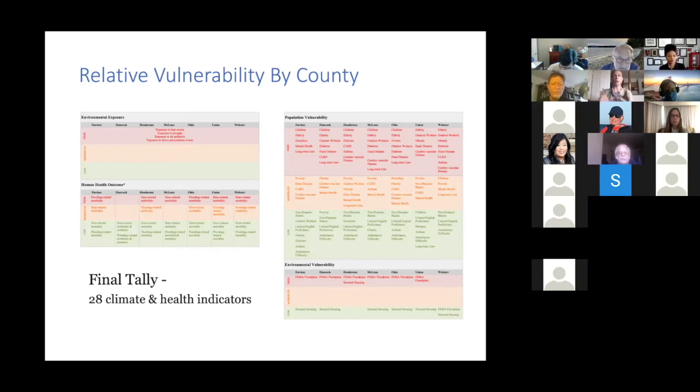So the first thing that you want to do when you're trying to map out vulnerability for a region is to understand what the major environmental exposures are. And you'll see here that we put all of the ones that we addressed in that red category, the high category, because there's only so much resources to go around. So we decided to focus on the ones that were the most high risk. We then looked at human health outcomes related to those exposures, population vulnerabilities, which is what we were just walking through, and then the environmental vulnerabilities, things like living in a floodplain or living in stressed housing.